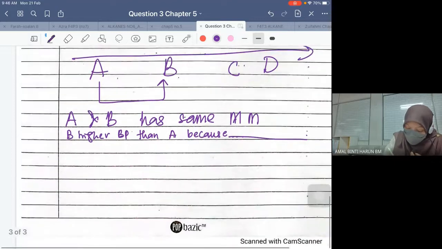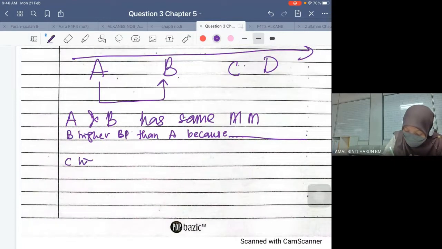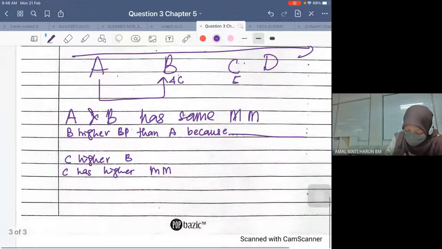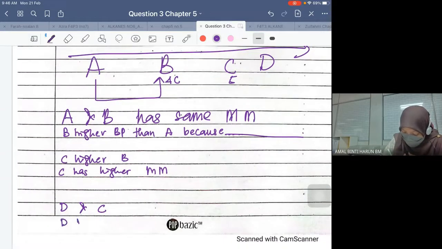Okay. Lepas tu you compare C higher than B. Bukan cara je, orang lain pun take note lah. Okay. C higher than B. Sebab apa? Sebab C has higher molar mass. Sebab ini 5 carbon, ini 4 carbon. Okay, next. Compare D dengan C. D has higher boiling point sebab apa?